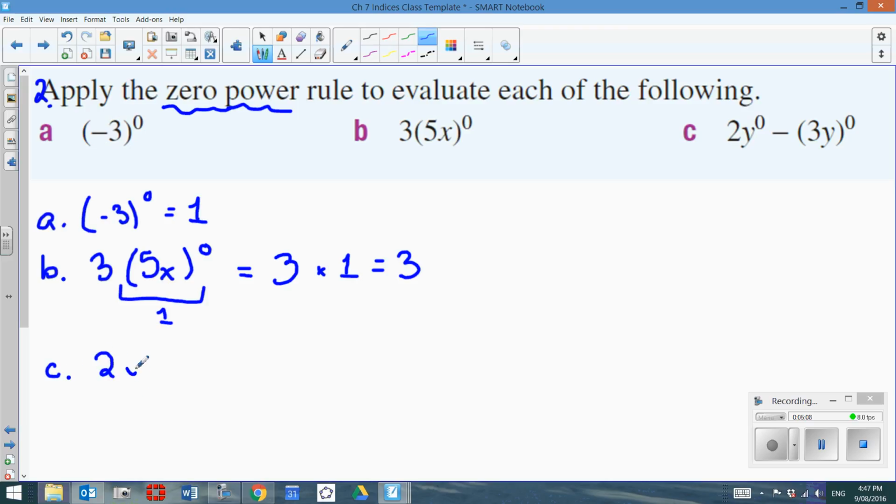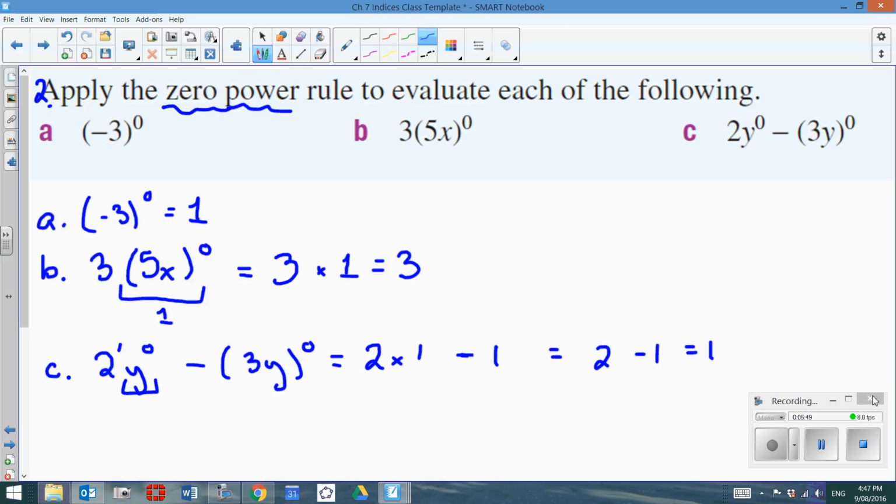The last example is very similar. We have to really look closely at what is being raised to the 0 power here. So the 2 does not have an index. So I'm going to leave 2, well, the index is 1, but I'm going to leave 2 alone because it does not raise to the power of 0. Y to the 0 power, though, is 1. So we have to remember that 2 times y to the 0 power is really just 2 times 1. Minus everything here, the 3y is in brackets, so that's going to raise to the 0 power, so it's going to be 1. So 2 times 1 is 2, minus 1, my answer is going to be 1.